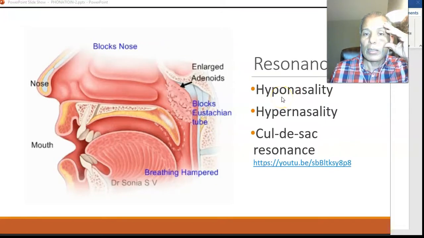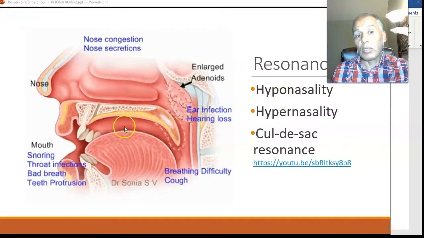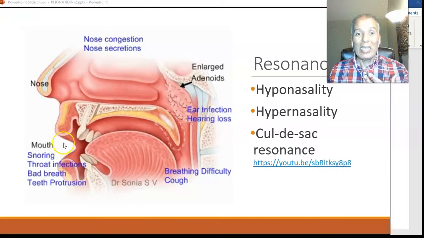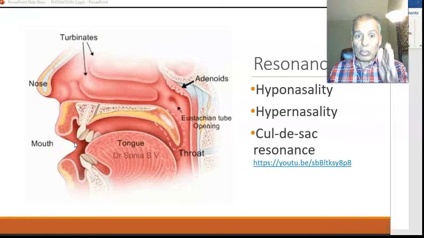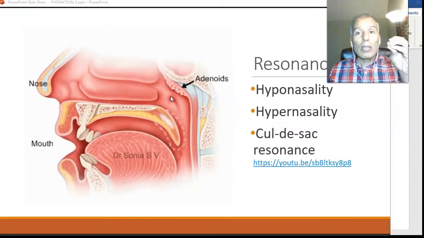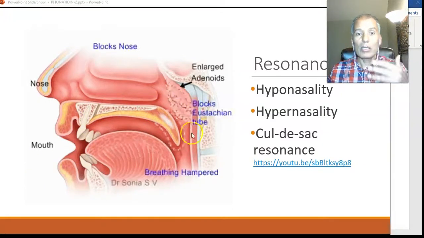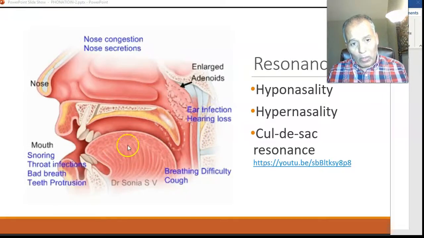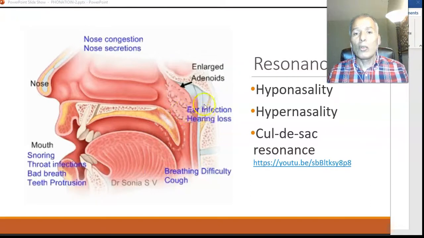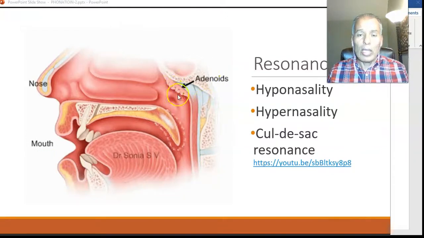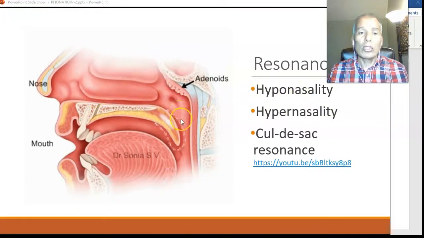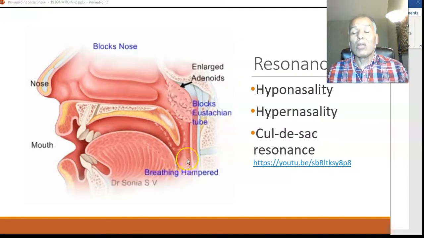Hyponasality is detected if you look at the person: their mouth is open and they breathe loudly. When you ask, do you snore? Almost always they will tell you that the person snores. That's a big sign. Not in adults as much as in kids, because adults snore when the tongue becomes big and flops on the back and shuts down the airway. But for kids and young people, it is the adenoid that is enlarged, and it will cause hyponasality, cause snoring, and a lot of heart and lung problems.